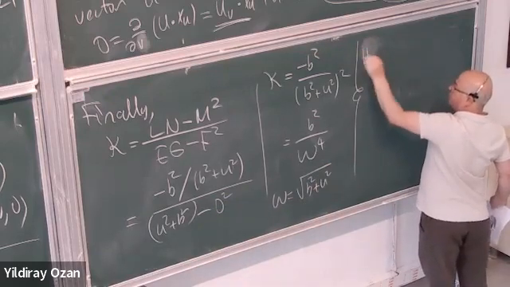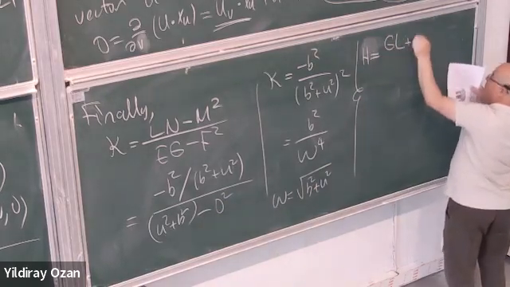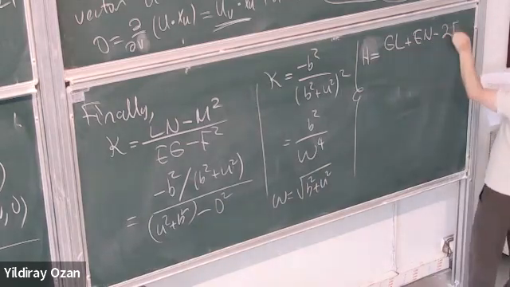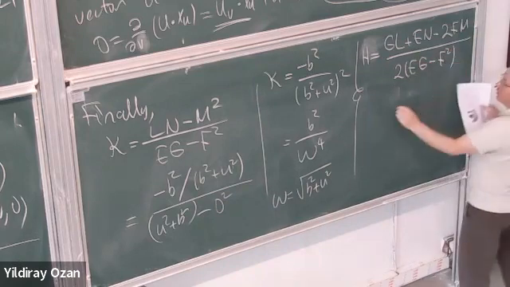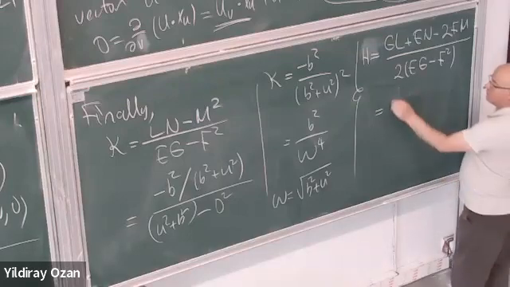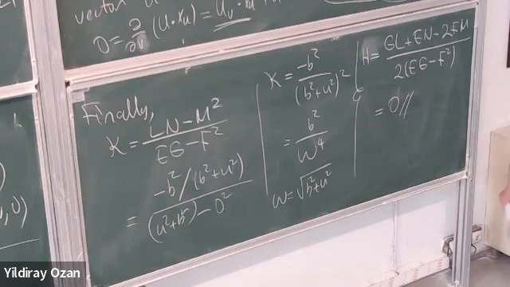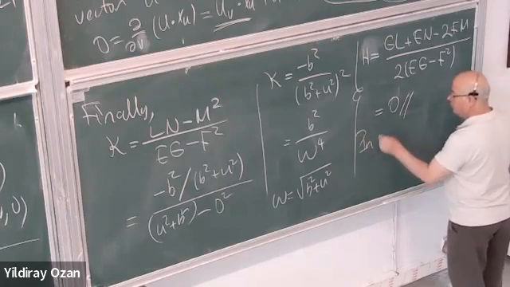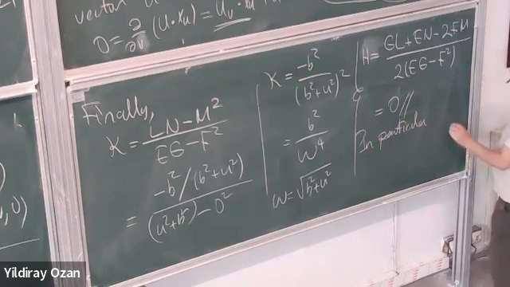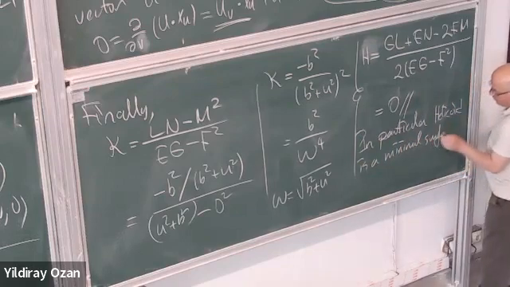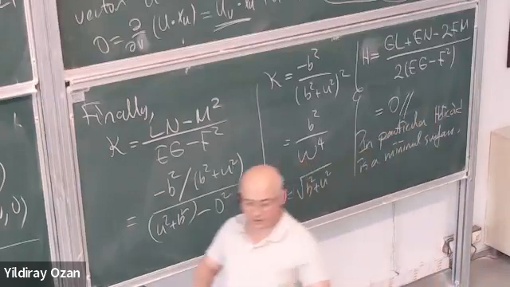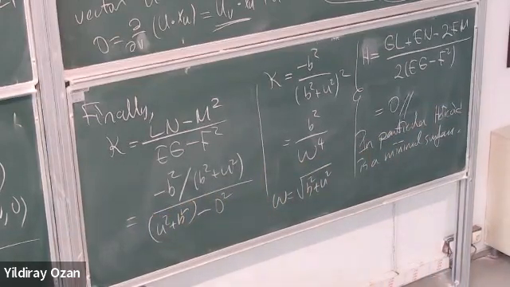And H, which was GL plus EN minus FM divided by 2 times EG minus F squared. And if you compute this, you get 0. Okay, so this is a minimal surface. Okay, in particular, the helicoid is a minimal surface. Okay, sectional curvature, not section, scalar curvature is always 0.